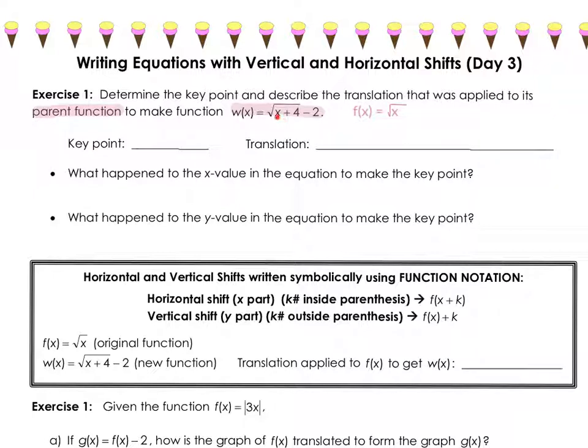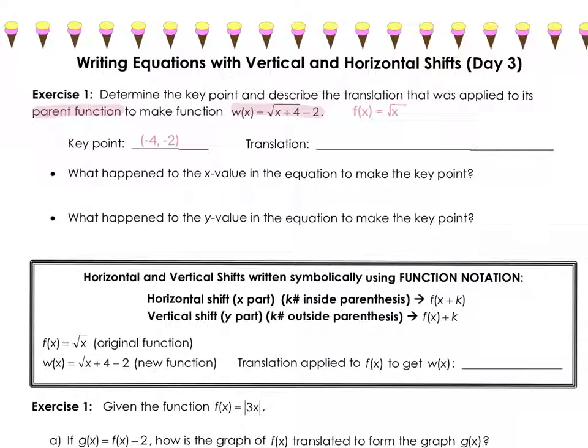Well, what happened to the key point? It was at 0, 0. Now it's going to be plus 4, which we would think would mean positive, but it's the opposite of what we think. So it actually means left 4, which means that it's going to move from 0, 0 back 4 spaces to negative 4. And then we see this minus 2 here. That means that it's moving down 2. So it's the opposite of the inside number, or the one under the square root in this case, it could be in parentheses with the x, and then we move up or down.